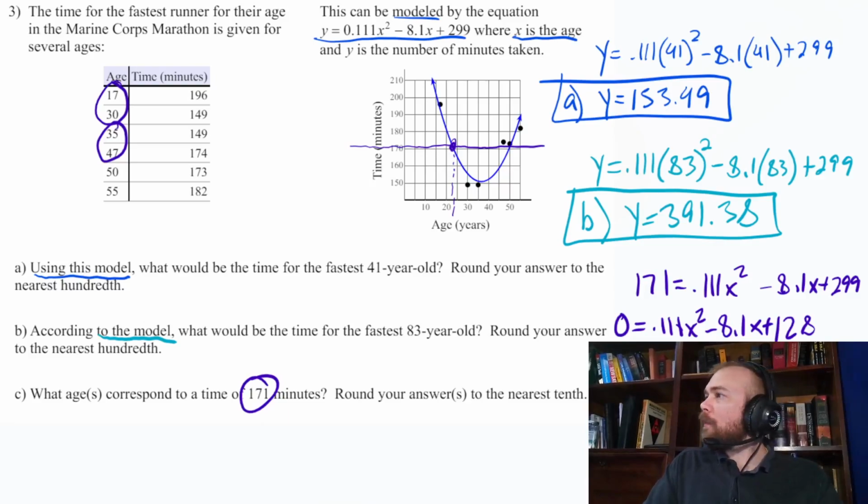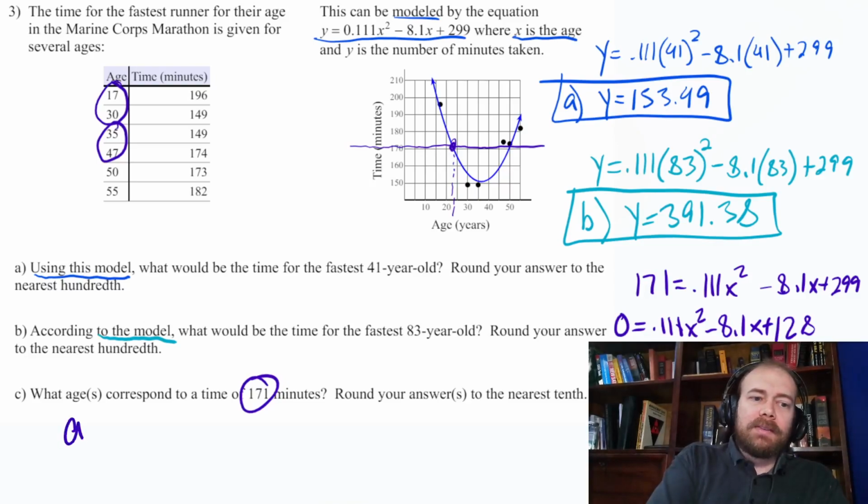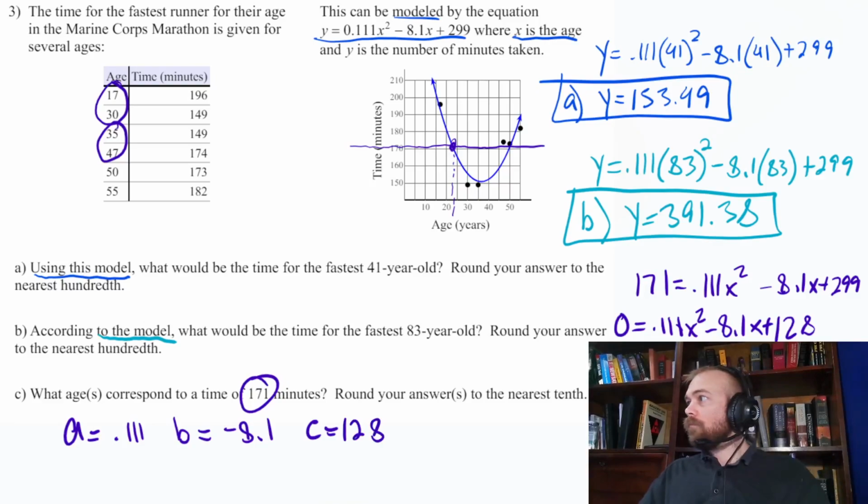Can you guys see that? You can, just barely. Oh, no, you can't. Okay, that's below. My face is in the way officially now. All right, well, I'll write over here then. So A is 0.111, B is negative 8.1, and C is 128. Right? That's A, B, and C.